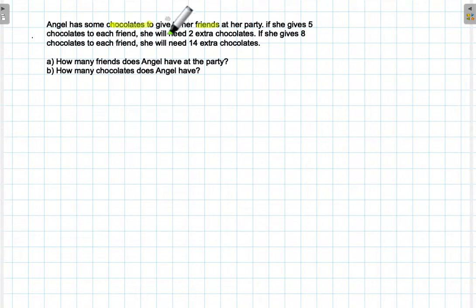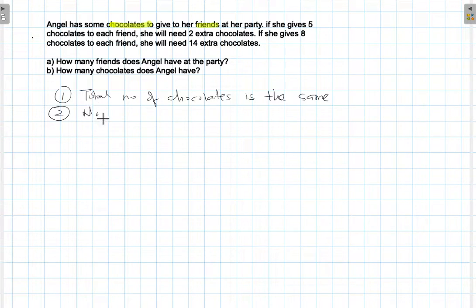So I know I have chocolates and I have friends. So I ask myself first, is the total number of chocolates the same? Yes, it's the same, because it's not like day 1 I have a certain number of chocolates and day 2 something else, it's just that I have that amount of chocolates for the party that day. So the total number of chocolates is the same. Then I ask myself, now I have friends, is the number of friends the same? Will the number of friends change? Will not change, right?